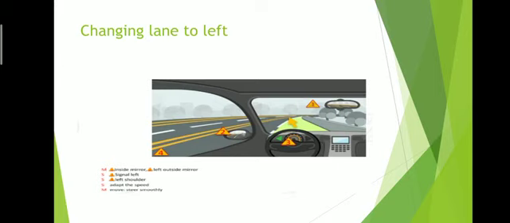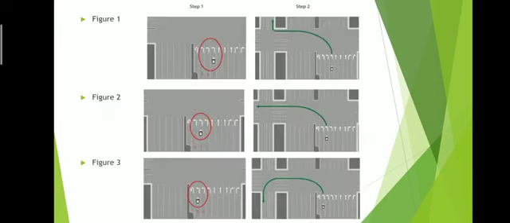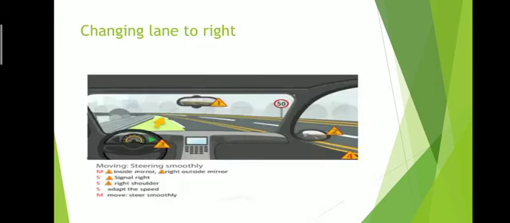Lane to the left, first thing is mirrors. Okay, first thing mirrors, second is signal, then you do action. Remember this, mirrors is first, signal second, then you turn when lane to left. Lane to the right, same thing, first mirrors, then signal and then action.